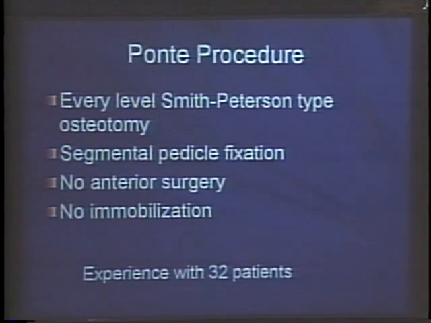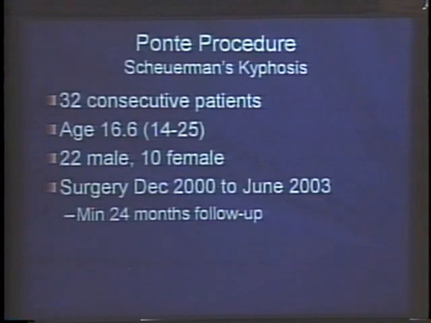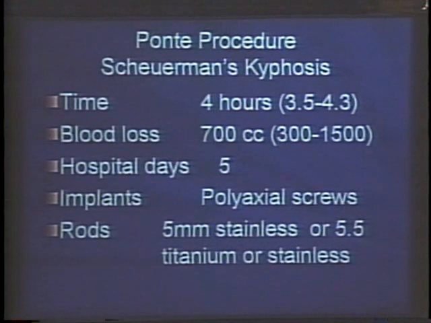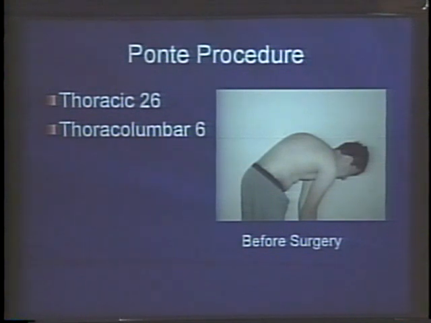So in summary, I'd like to share my experience with approximately 32 patients who had the Ponte procedure for Scheuermann's disease. These were consecutive patients beginning at the end of 2000, proceeding up through mid-2003. These were mostly teenagers, predominantly male, with minimum 24-month follow-up. The surgical time is about 7 hours. It's not a particularly bloody procedure. The hospital stay averages 5 days. I use all polyaxial screws, and the rods were either a 5-millimeter stainless or 5.5-millimeter stainless or titanium rod. And there's no brace or cast utilized afterwards.